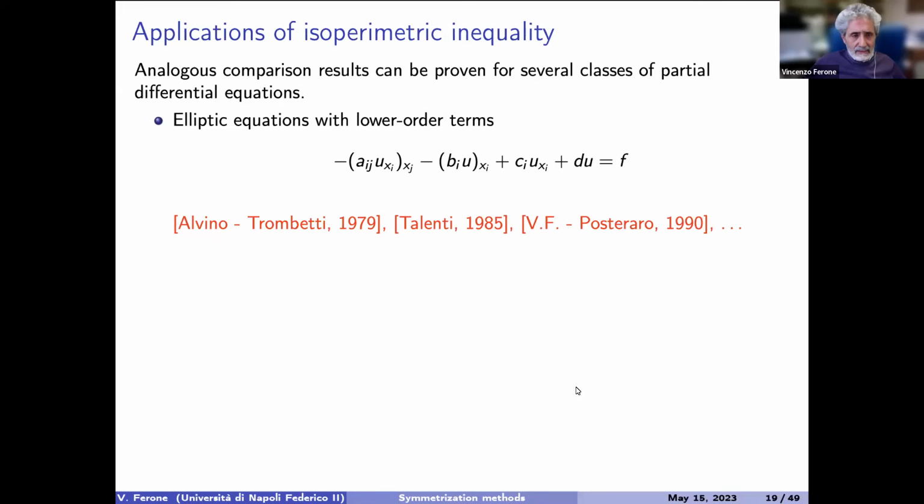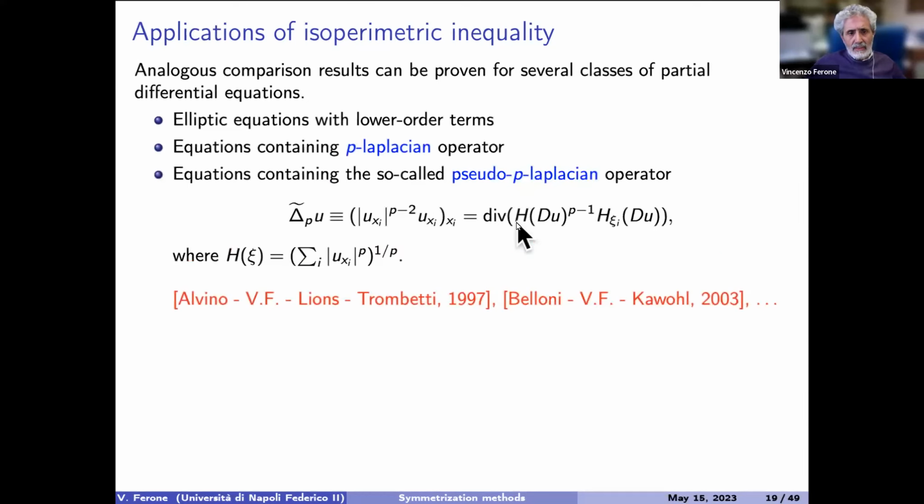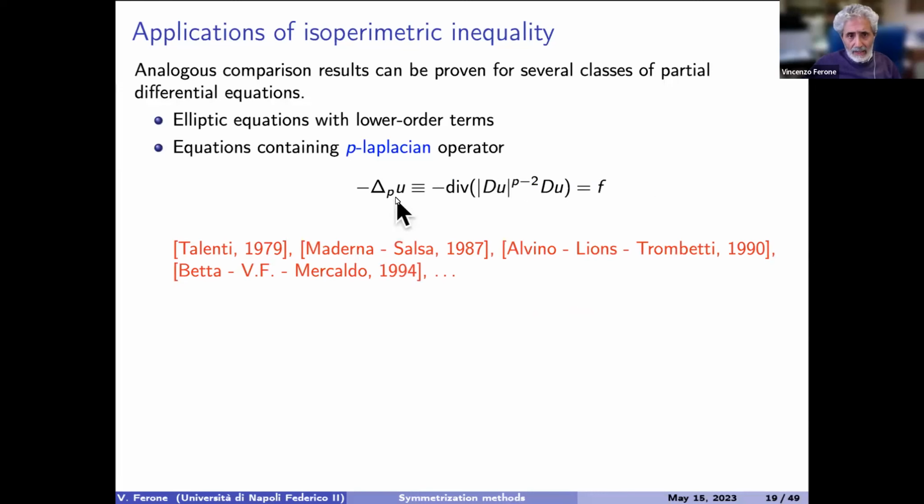Now, this kind of result has been obtained in many, many situations: for elliptic equations with lower order terms, for equations containing the p-Laplacian operator, and for equations containing the so-called pseudo p-Laplacian. By pseudo p-Laplacian, I mean an operator where there is a term u_xi to the p minus 2 u_xi, and here there is not the modulus. In the p-Laplacian, usually there is the modulus here.